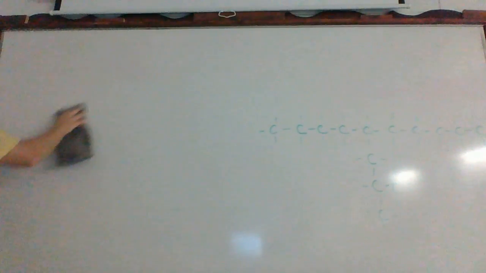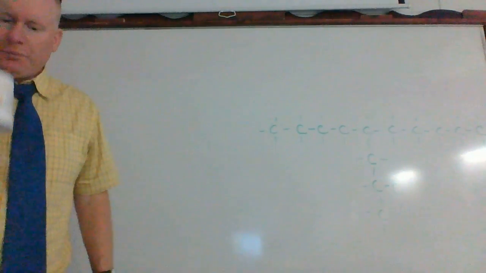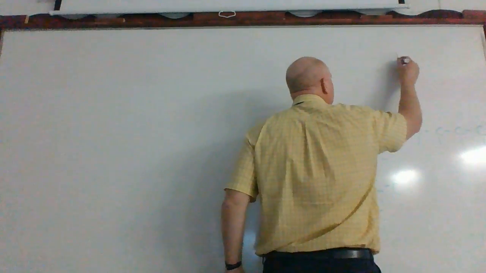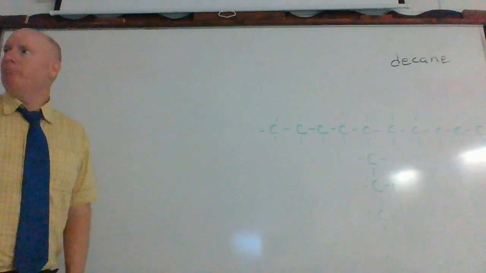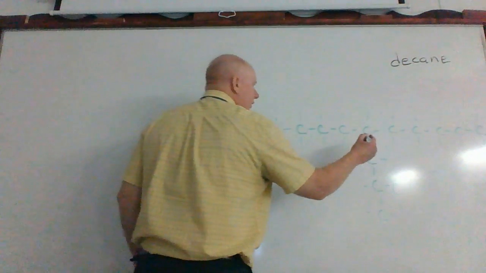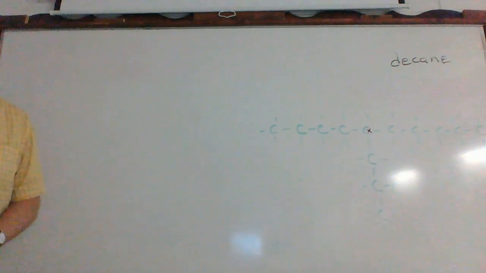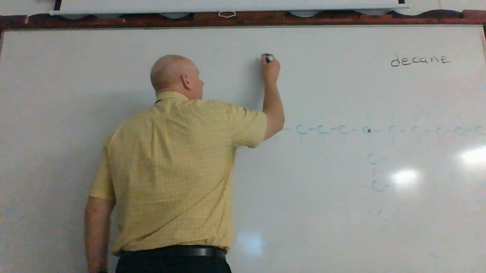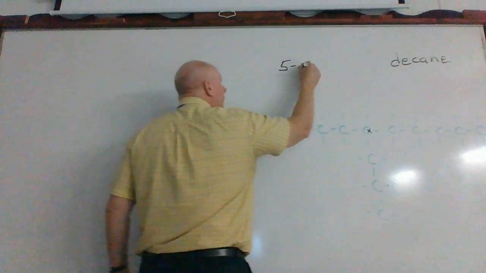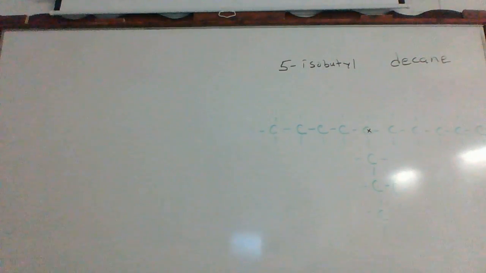What do we have? Again, follow your rules. So we know we've got decane. There's something branching off of that parent chain. So just like we did earlier, X marks the spot. Okay. And it is a what group? No, more specific. It's an isobutyl group on the 5th carbon. So we've got 5 isobutyl decane. That's right.